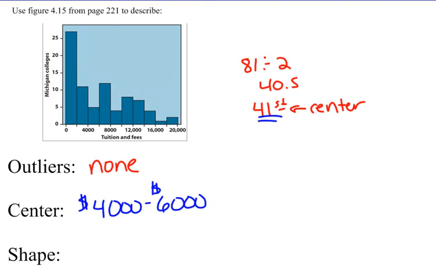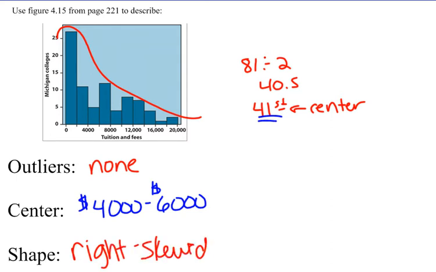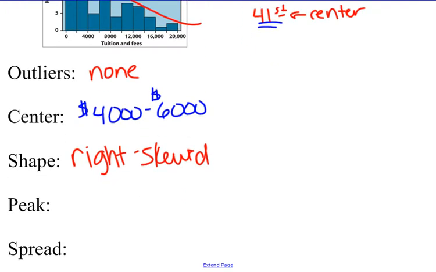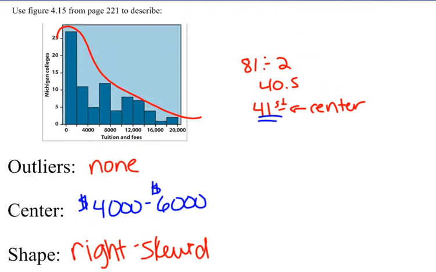If I trace my shape, hopefully you notice that that tail's going to the right, so I'm going to call this right skewed. A lot of times when you're looking at money, things are right skewed. There's less of the more expensive and more of the cheap. So that's pretty common. My peak, so I'm looking for my highest part, is happening right here. So I would list my peak as 0 to 2,000.